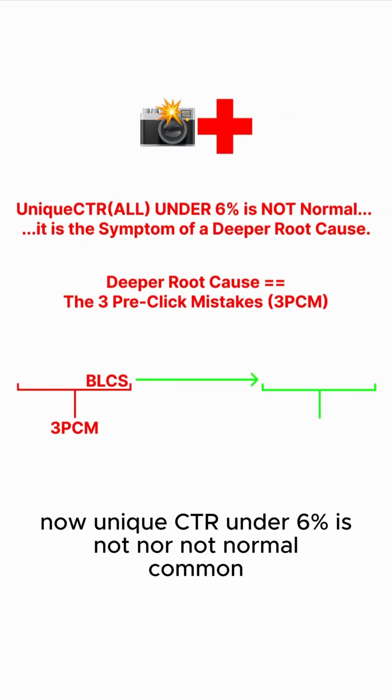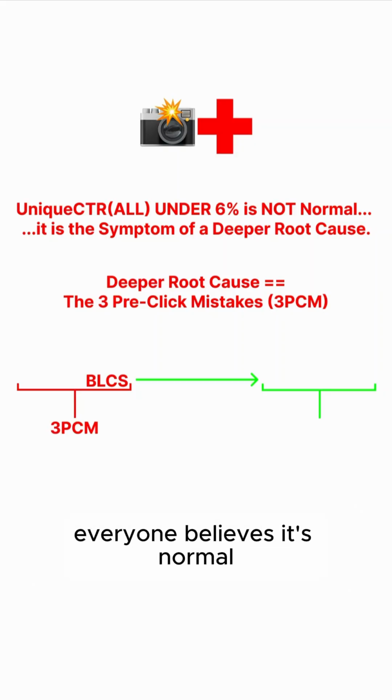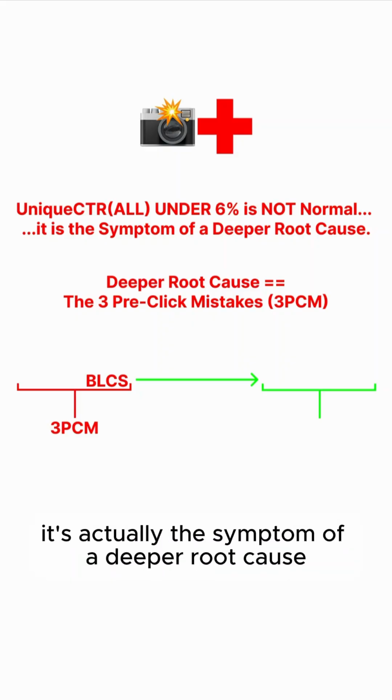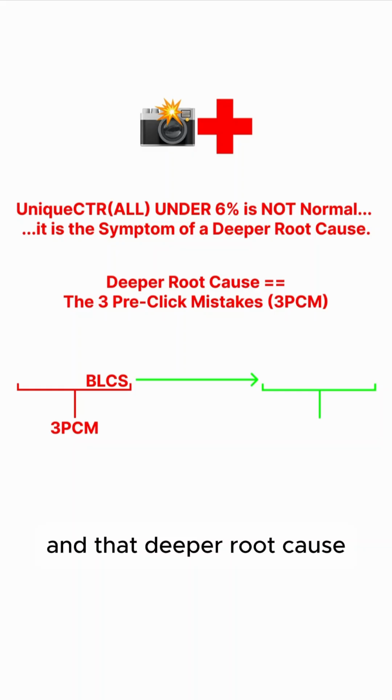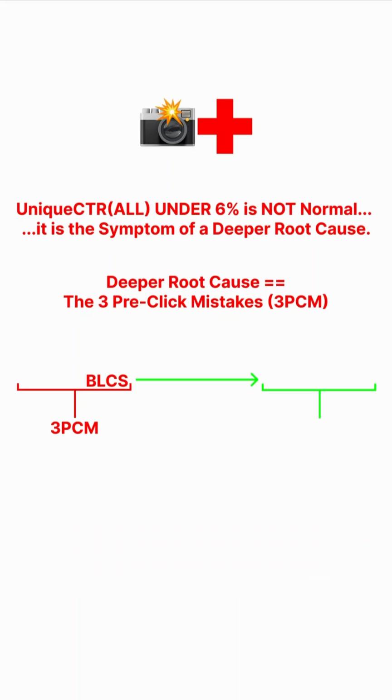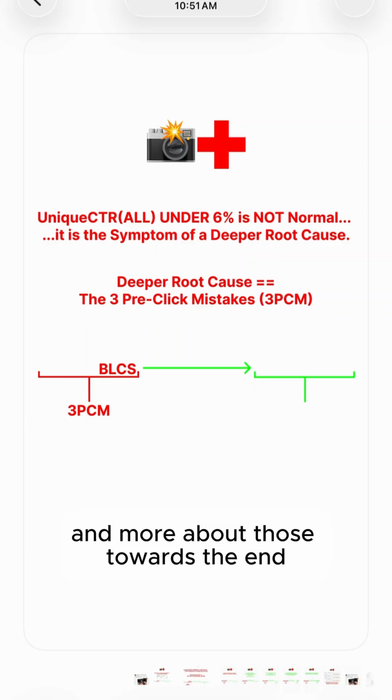Now, unique CTR all under 6% is not normal. Everyone believes it's normal. That's why it's so common, so widespread. But it's not. It's actually the symptom of a deeper root cause. And that deeper root cause is the 3 pre-click mistakes, the 3 PCM. And more about those towards the end.